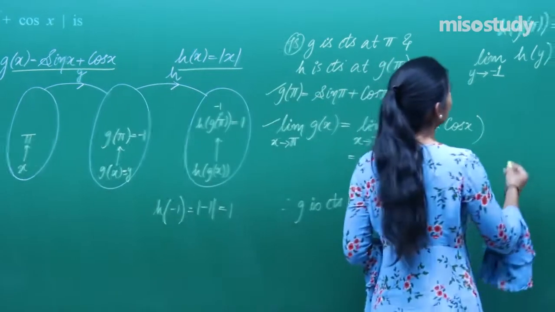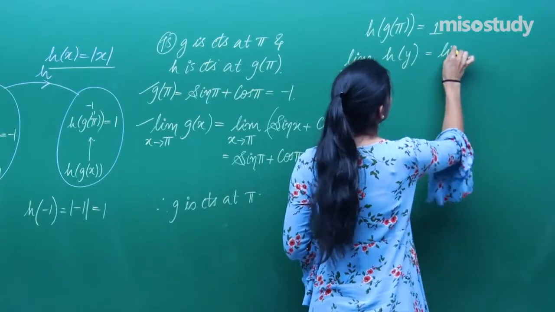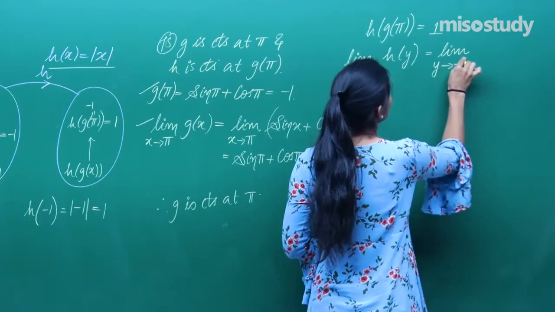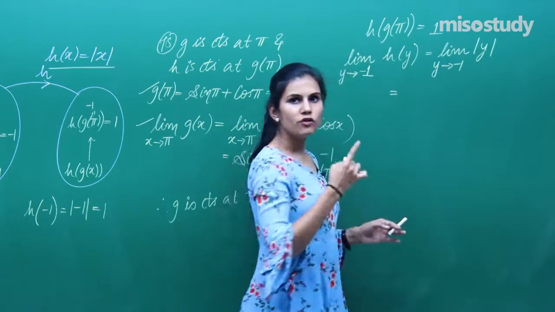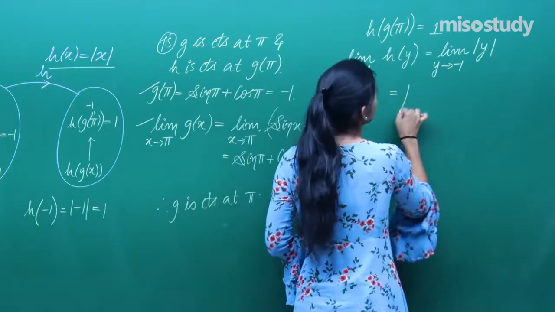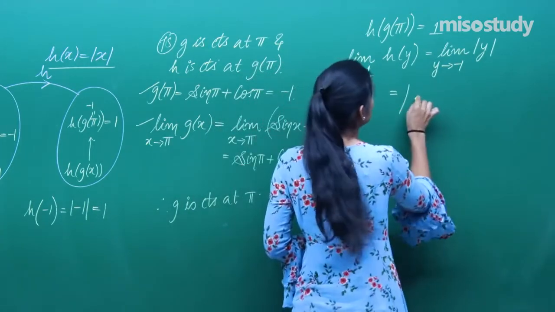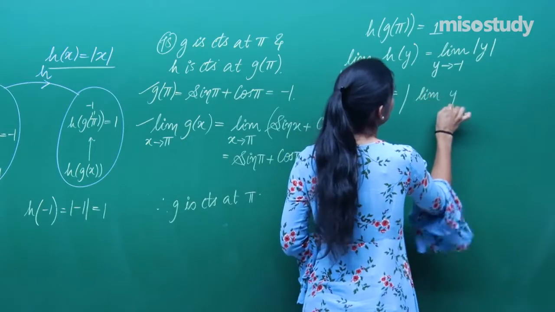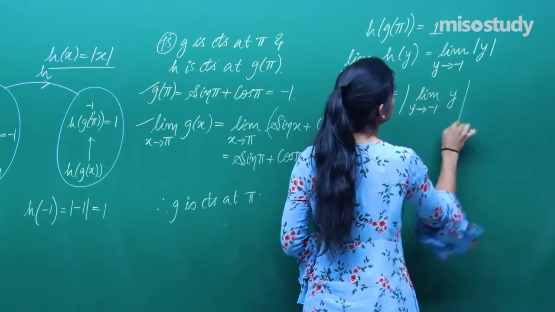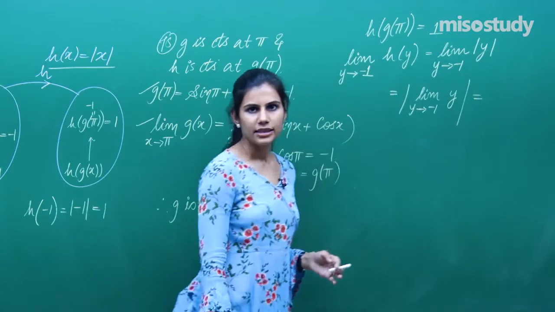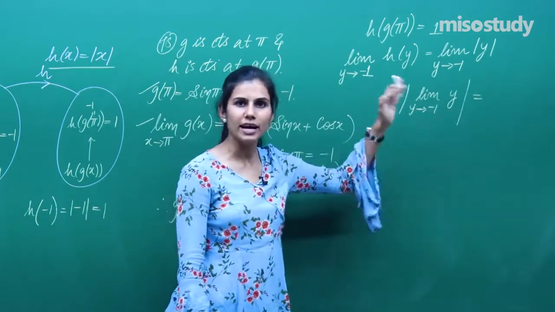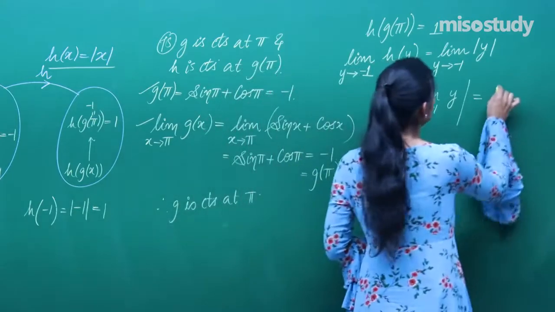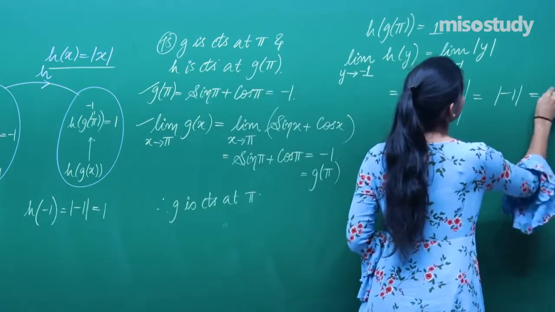So limit y tends to minus 1, H of y is limit y tends to minus 1 of mod y. You know this is equal to what? Limit of mod is mod of the limit, because mod is a continuous function. So it is mod of limit of y as y tends to minus 1. Y is a polynomial function, it is continuous, so limit of a polynomial function at a point is value of that polynomial function at that point. This is mod of minus 1, which is 1.